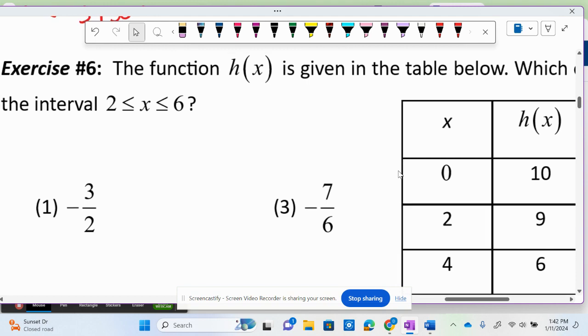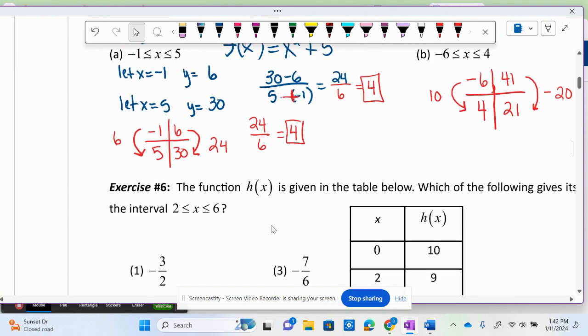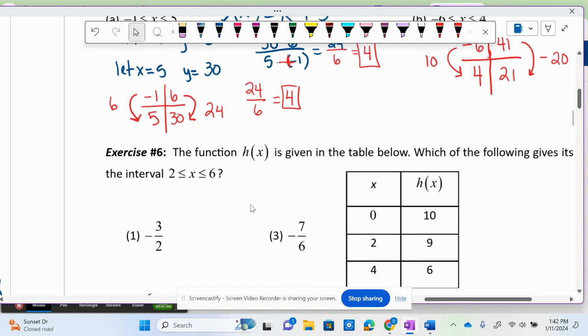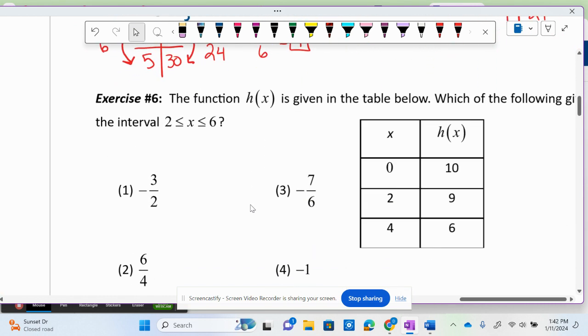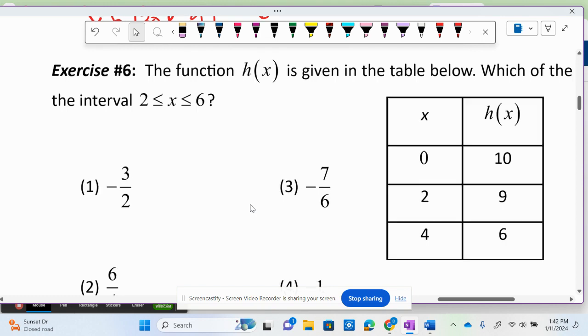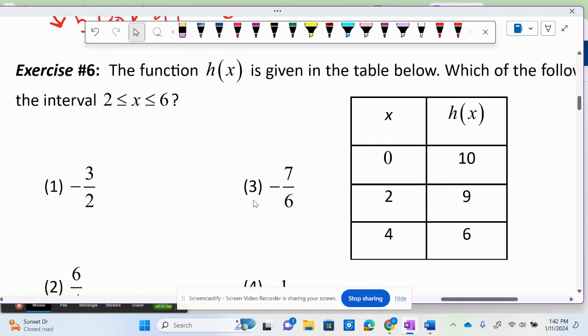So let's look at this one, exercise number 6. Did anybody need to see this again? Everybody good with this? Okay. So number 6 says the function h of x is given in the table below. Which of the following gives the average rate of change, which means which of the following shows the slope over the interval of 2 and 6?